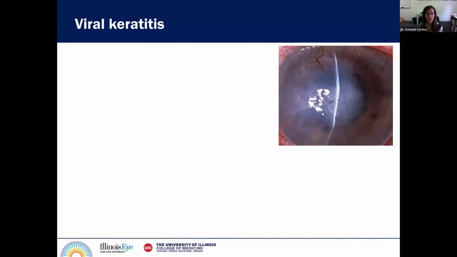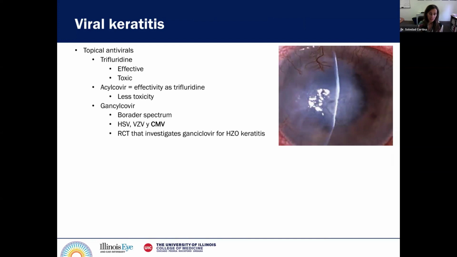All right, we'll switch gears now into viral keratitis. The diagnosis that we talked about for viral keratitis is largely clinical. We can use PCR. Among topical antivirals, we have trifluridine. It's effective, but toxic to the epithelium. Acyclovir is just as effective as trifluridine, but less toxic. Unfortunately, at least in the US, it is not available topically.